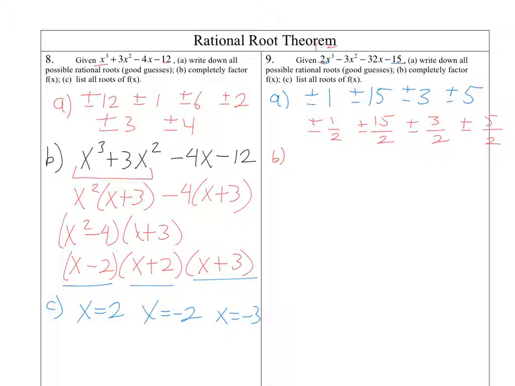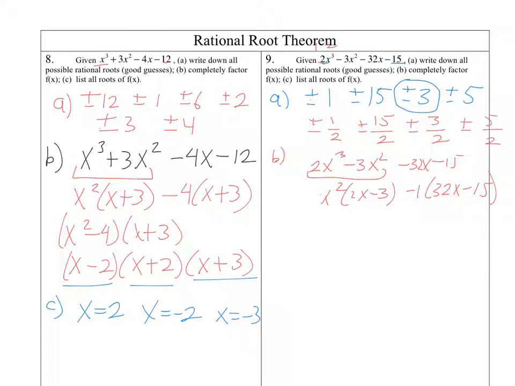Okay, part B, I'm going to try first to do this by grouping. So 2x cubed minus 3x squared minus 32x minus 15. First two, x squared, and we've got 2x minus 3. Second two, I can only take a minus 1 out, and we've got 32x minus 15. Oh, knuckles. That totally does not end up groupable. So I've got to use some synthetic division to do this. Looking at this, I'm probably not going to start with 1. I'm probably going to start with my 3's because it's a pretty small number, but it'll begin to reduce this a little bit faster if I get something to work.